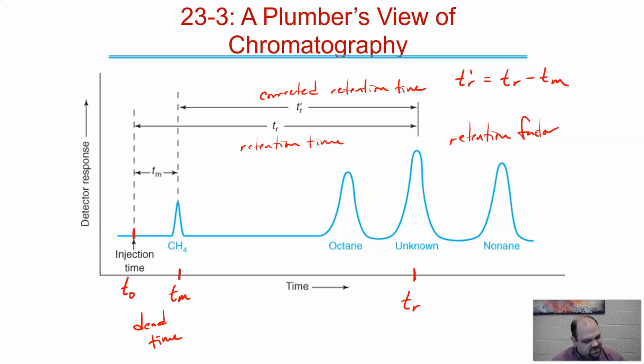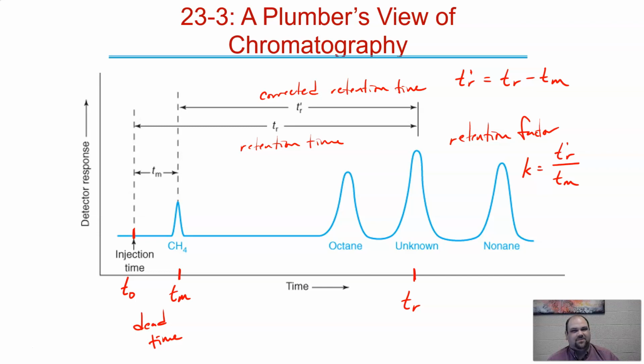The retention factor is lowercase k, and that's equal to this corrected retention time divided by that dead time, that marker time. This will tell us sort of how much time a particular compound spends interacting with the stationary phase. If k was 0, then Tr prime must be 0, which means that Tr is equal to Tm.